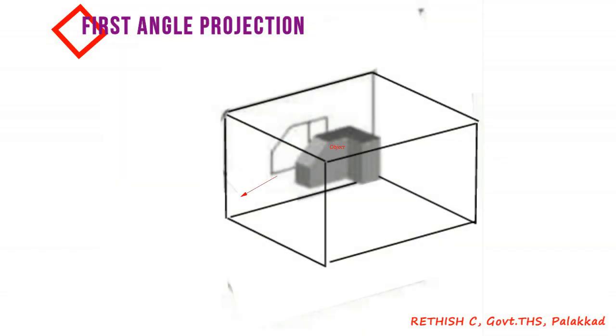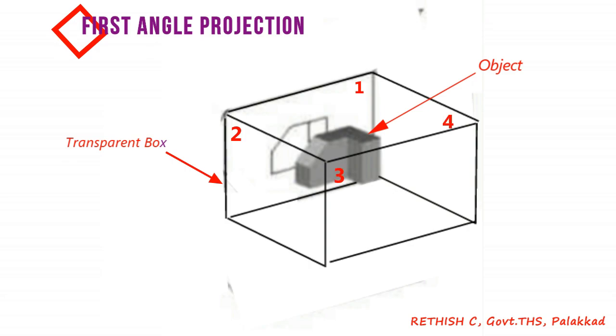To understand the first angle projection method in detail, we can have a concept of a transparent box. Here we have an object inside a transparent box, and it is to be confirmed that the object is not touched anywhere in the box and it is in space inside the box. Let us consider the 4 sides 1, 2, 3 and 4. Also 5 as the upper side and 6 can be given to the lower side of the box.